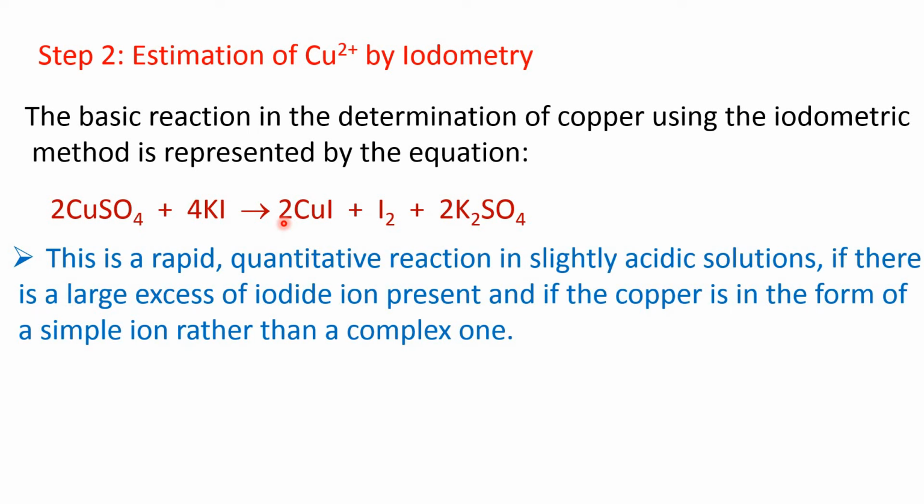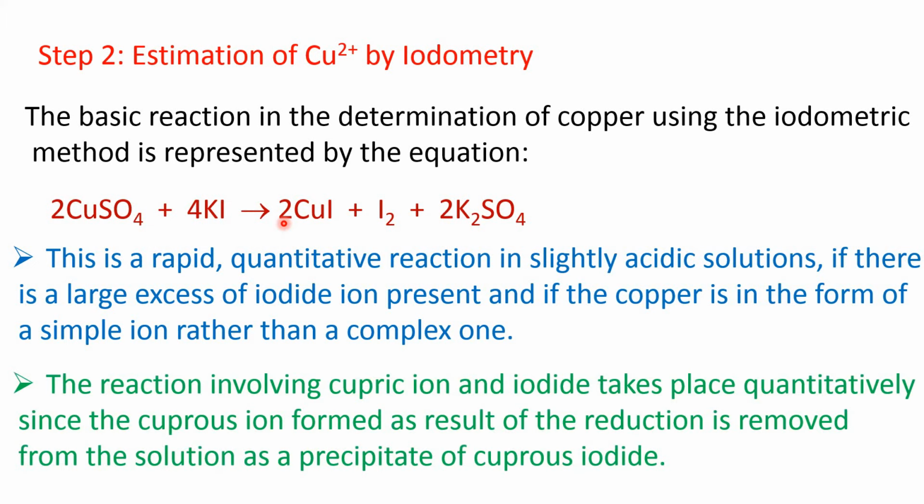And this reaction is rapid and quantitative under 3 conditions. Number 1, the solution should be slightly acidic. There should be a large excess of iodide ion present, and the copper should be present in the simple form, not in the complex form. Moreover, it is quantitative because of another reason. This reduced form of the cupric ion, that is the Cu plus ion, is present in the form of Cu plus iodide solid. That means the reduced form, the Cu plus ion, is precipitated out or removed from the solution. That's why this reaction is more quantitative.